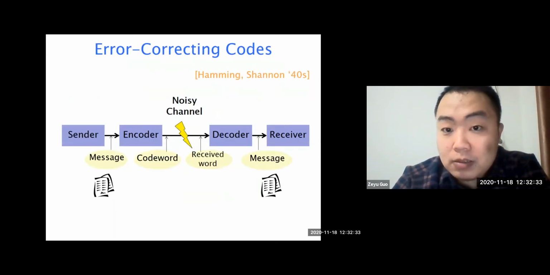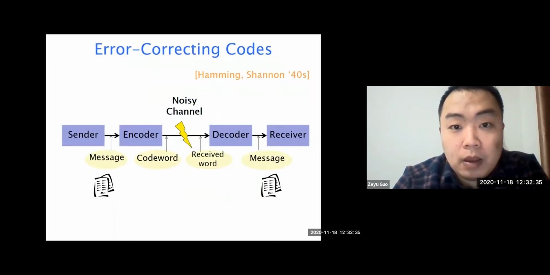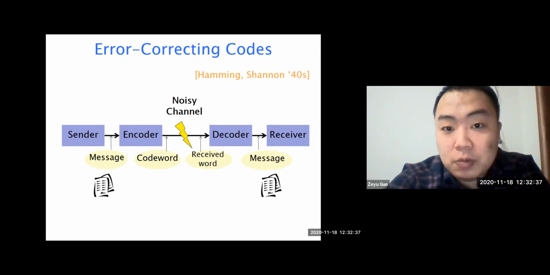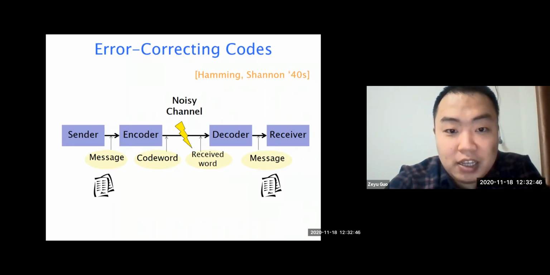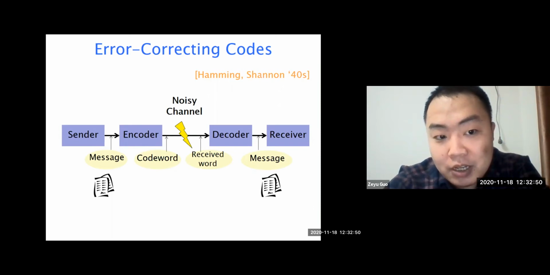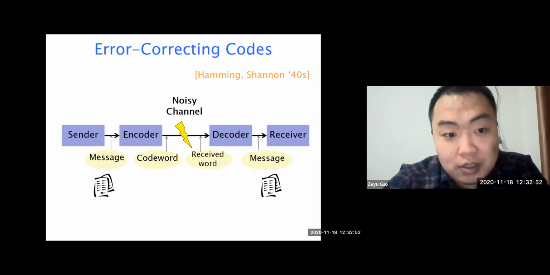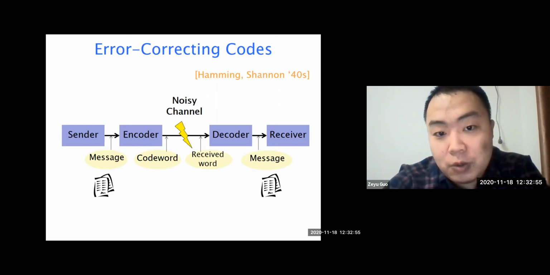In this talk, I'm going to talk about the error correcting codes that were introduced by Hamming and Shannon in the 1940s. They are used widely in communication to make communication more reliable. The idea is that when you send a message through a noisy channel, the message may get corrupted by the noise, so the receiver may not receive the correct message.